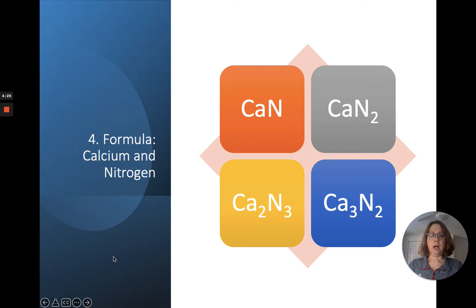Now, let's look at some formulas. Let's see if you can do a few things. So see if you can predict the formula between calcium and nitrogen. And again, if you are watching this video on your own, you're going to want to pause it. Here are a few possibilities. Do you know which one it is?